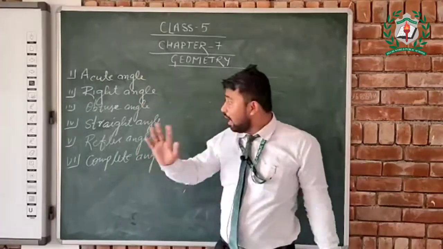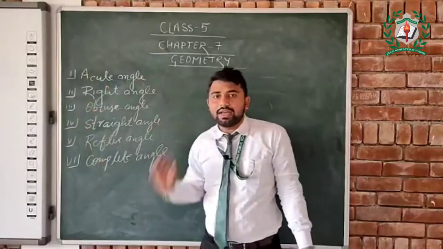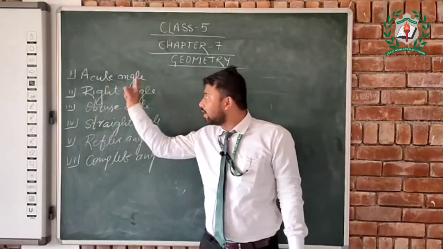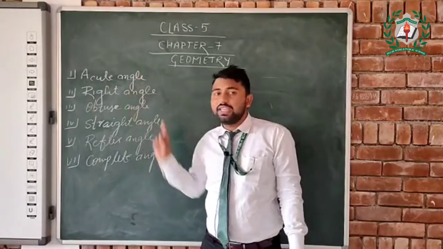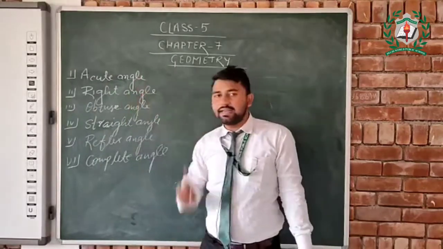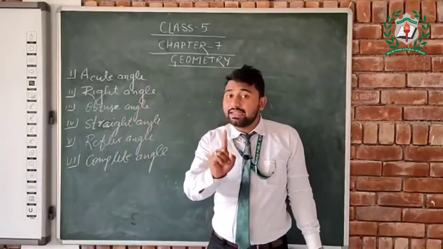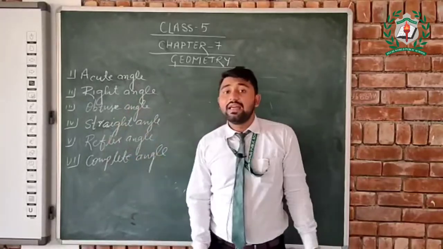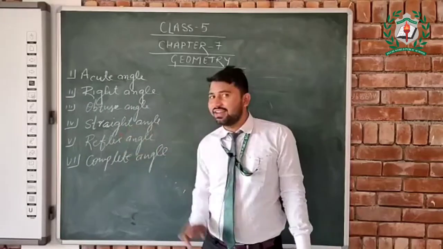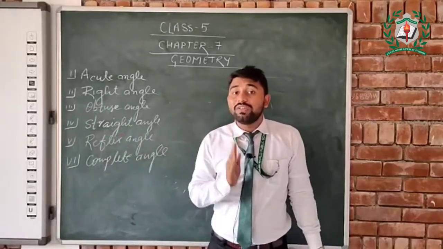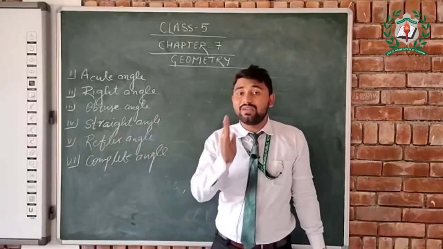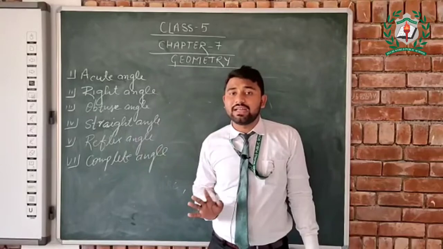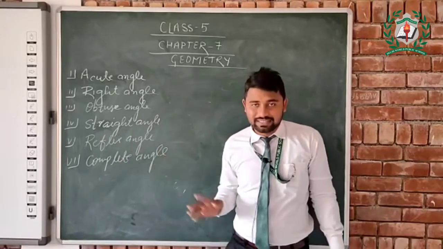I am revising once again. Acute angle: angle greater than 0 degrees and less than 90 degrees. Angle equal to 90 degrees is a right angle. Angle greater than 90 and less than 180 degrees is an obtuse angle. Fourth, angle equal to 180 degrees is a straight angle. Next, angle greater than 180 degrees and less than 360 degrees is a reflex angle. And the last is complete angle, an angle equal to 360 degrees.